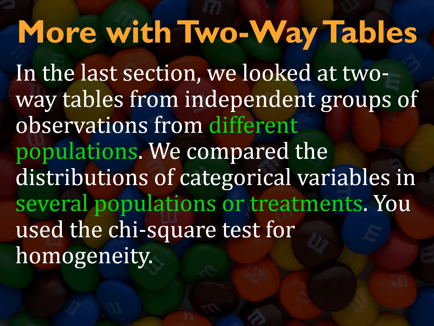In the last section, we looked at two-way tables from independent groups of observations from different populations. We compared the distribution of a categorical variable in several populations or treatments, and to do that, you use the chi-square test for homogeneity. For example, if you were to sample freshmen and sophomores to see if there was a difference between the two distributions, that's a chi-square test for homogeneity.